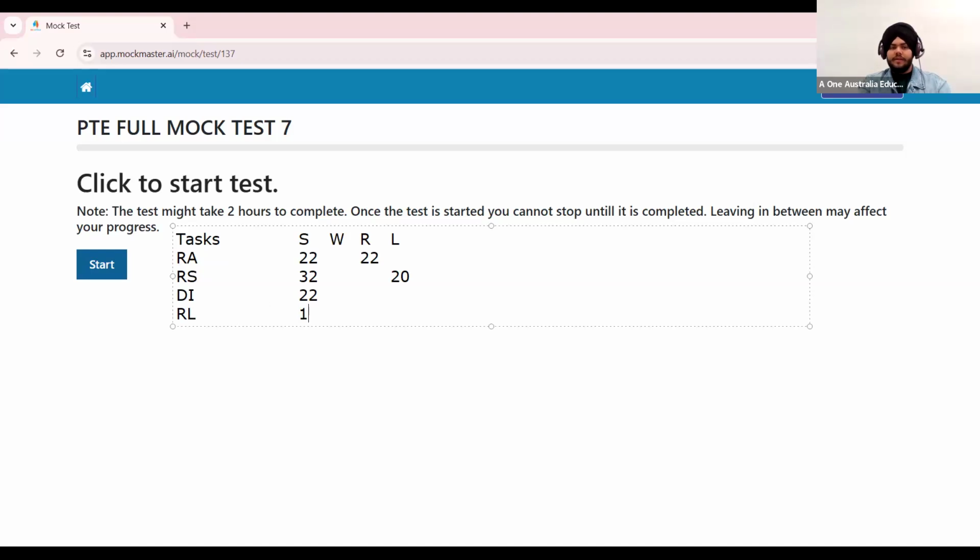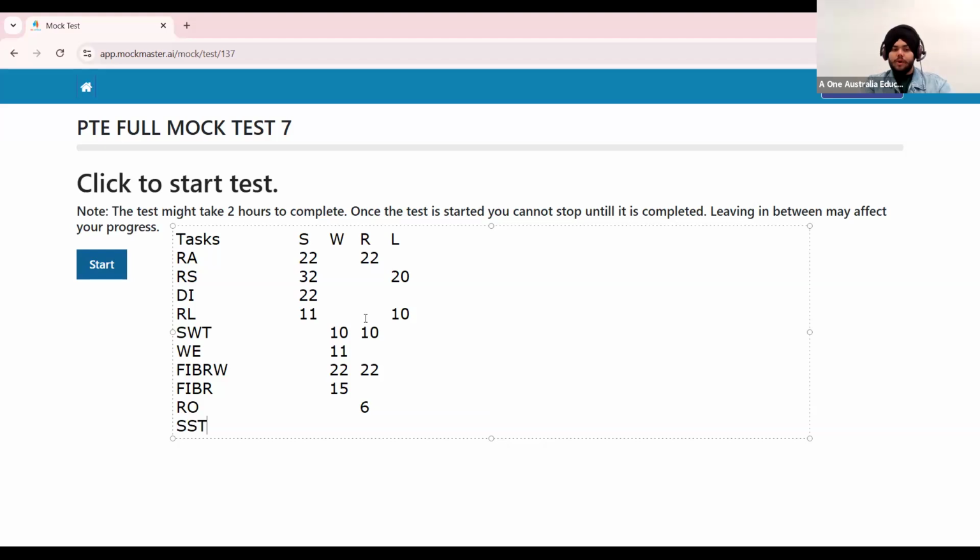Retell lecture, 11 in speaking and 10 in listening. Yes, please keep in mind, these are the approximate markings. Summarize written text gives you marks in writing and reading. Then we have write essay, which gives you approximately 11 in writing. Then we have fill in the blanks reading and writing, one of the most important tasks, which gives you marks in reading as well as writing. Then we have fill in the blanks reading, which gives you 15. Now, reorder paragraph is one of the most difficult tasks, but it does not give you much marks, 6 out of 90.